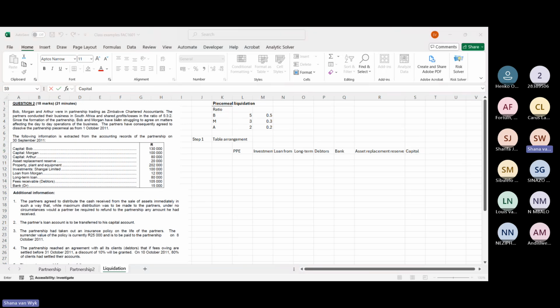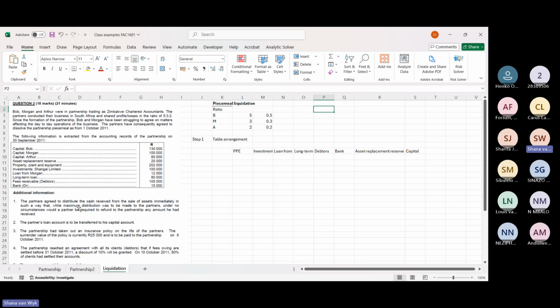So, okay, we have 3 partners. So we're working with a partnership. Profit and loss ratio. So I noted this down for us. Bob and Morgan have been struggling to agree on matters affecting the day-to-day operations. The partners have consequently agreed to dissolve the partnership piecemeal as from 1 October. So let me just quickly say here, new. So the partners dissolved it completely. Okay. Then we have the following info.